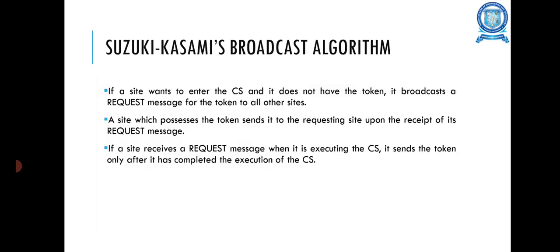Then the next one is the Suzuki-Kasami broadcast algorithm. If a site wants to enter the critical section and it does not have the token, it broadcasts a request message for the token to all sites. A site which possesses the token sends it to the requesting site upon receipt of the request message. If the site receives the request message while it is executing the critical section, it sends the token only after it has completed the execution of the critical section.